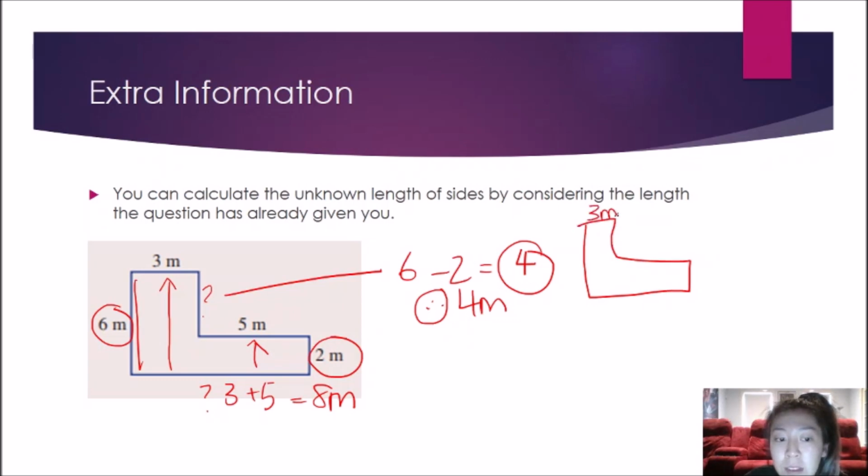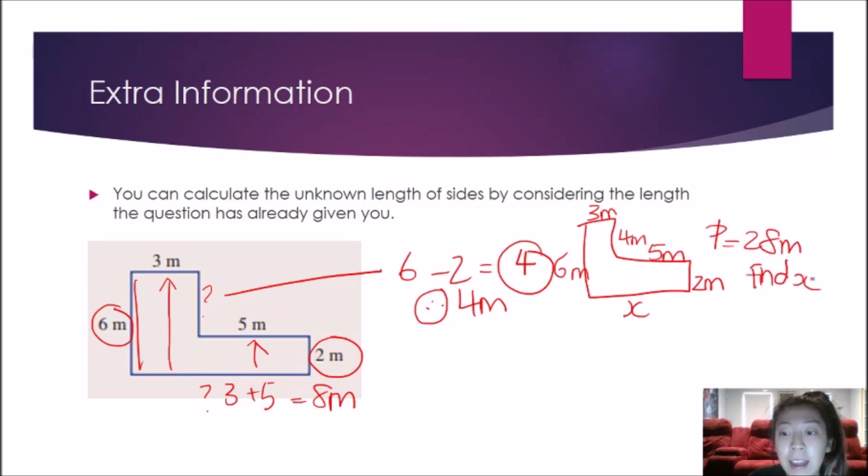So 3 meters, 4 meters, 5 meters, 2 meters, sorry, 6 meters, okay, and then you have a letter X. The question might tell you that the perimeter is 28, so perimeter equals 28 meters, and it'll say find the unknown value or find X.